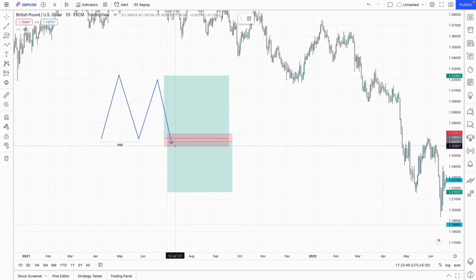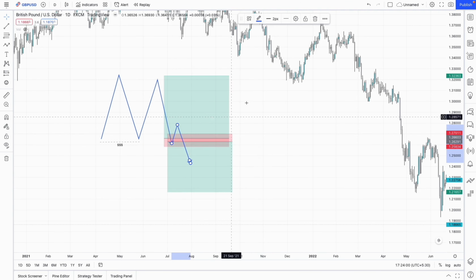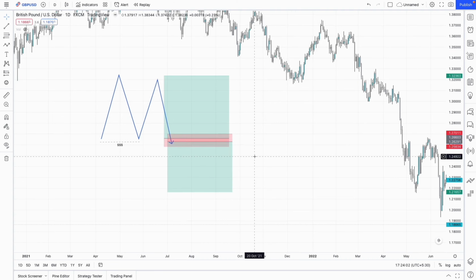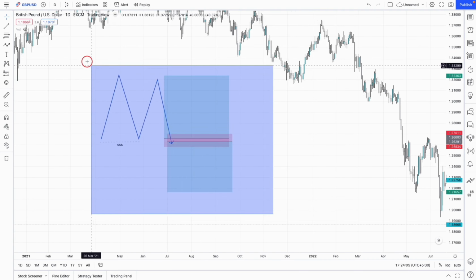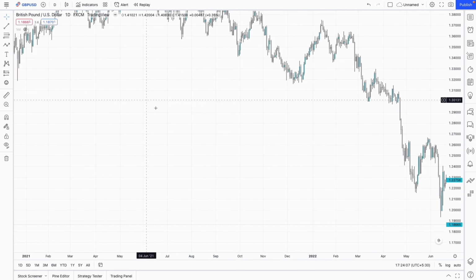Now the sellers have been induced and the buyers have also been induced. Price will tag out the sellers and continue to the downside. And we will notice that time and time again, both of these traders end up losing their trades. And that is where we get the statistic that 97 or 95% of traders actually lose money.